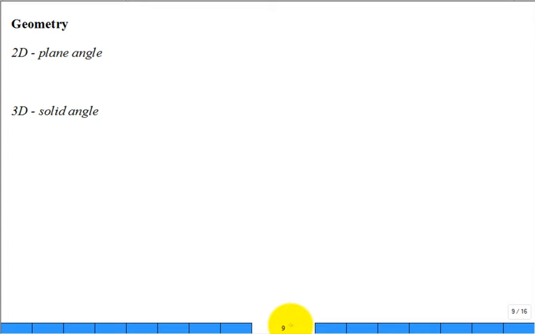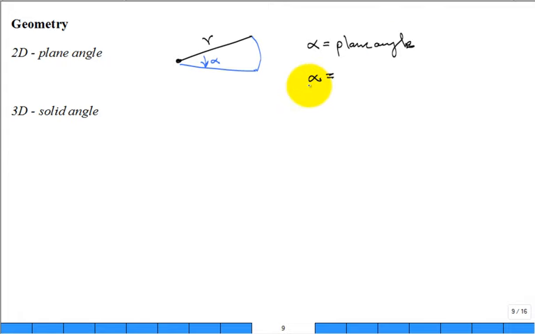Well, to do a good job of thermal radiation, you have to get a good grip on the geometry. How many people recall what the definition of a plane angle is in 2D? So you come out with a dot, you come out with a radius R, and then you swing that through an arc, angle alpha, and that angle alpha is the plane angle. What is the definition of alpha?